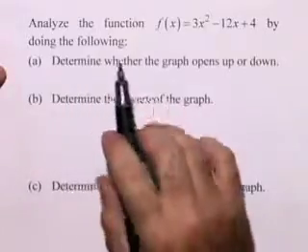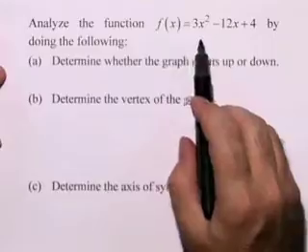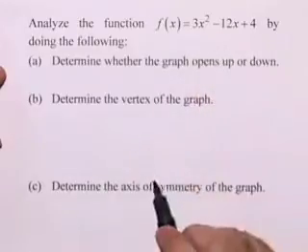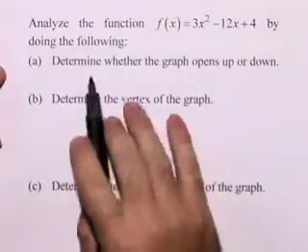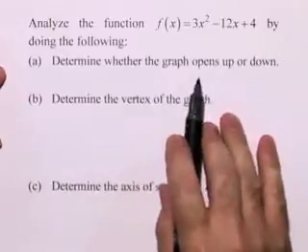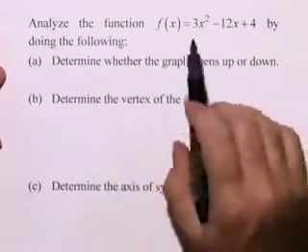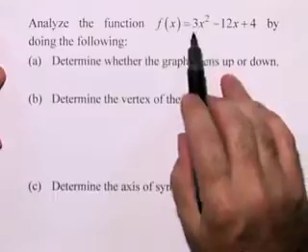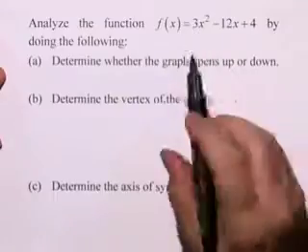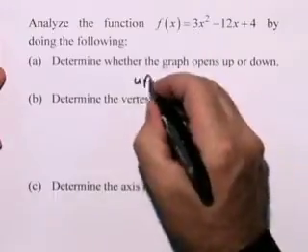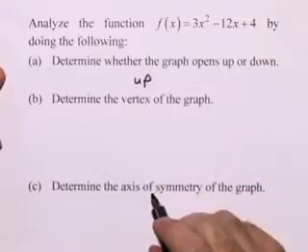In this problem, we're going to analyze a quadratic function with a positive leading coefficient. We want to analyze the function f of x equals 3x squared minus 12x plus 4. First thing we'd like to do is determine whether the graph opens up or down. We're going to determine that by looking at the coefficient on x squared. Since the coefficient on x squared is positive, we know that the graph of this quadratic function will open up.